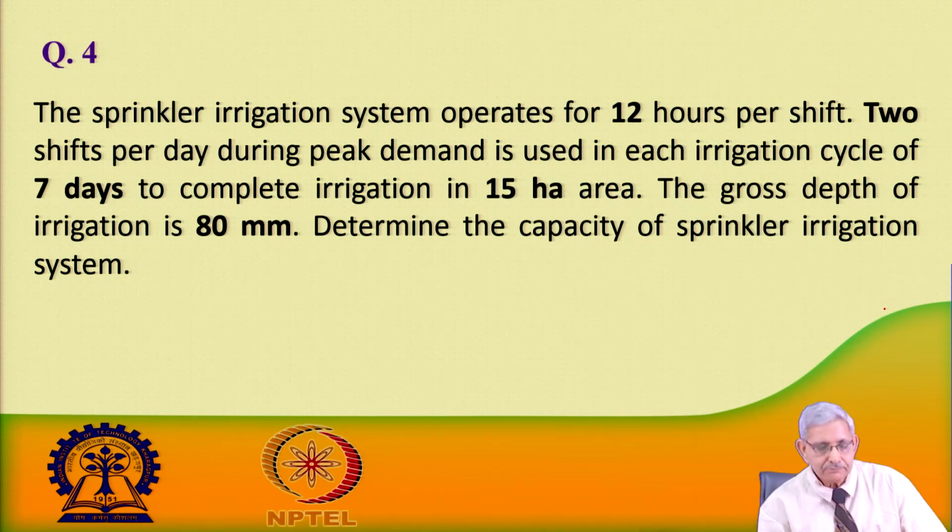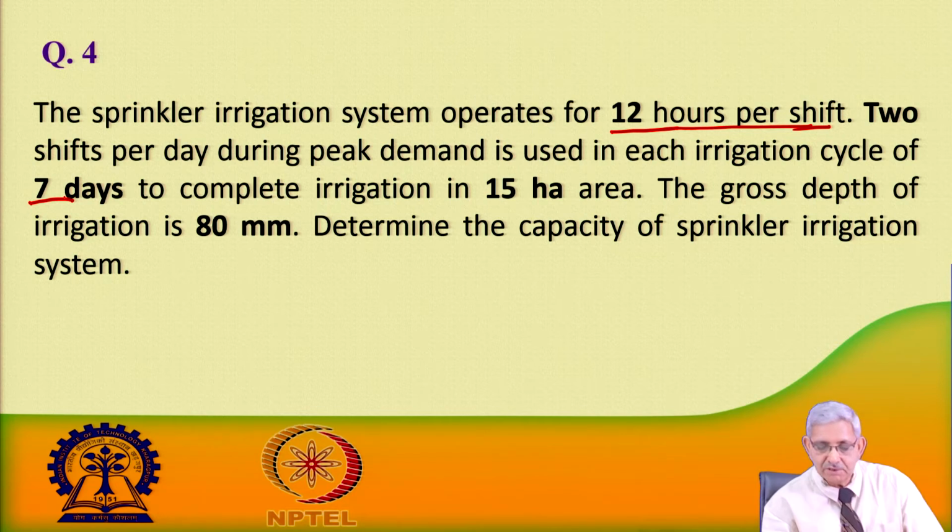Question 4. In question 4, it is given a sprinkler irrigation system operates 12 hours per shift. So, this is one data available to us, and then 2 shifts per day during peak demand are used in each irrigation cycle of 7 days, means it is a weekly irrigation cycle, and area is 15 hectare. The gross depth of irrigation is 80 millimeter. Determine the capacity of irrigation system.